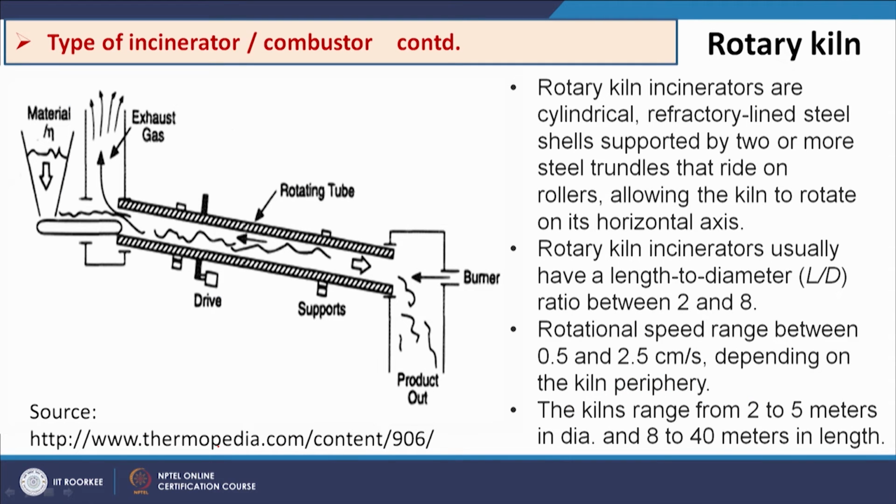In the rotary kiln, as shown here, we have a rotating tube. So, material is coming here and here the burner is initially firing. Then the flue gas is going out.